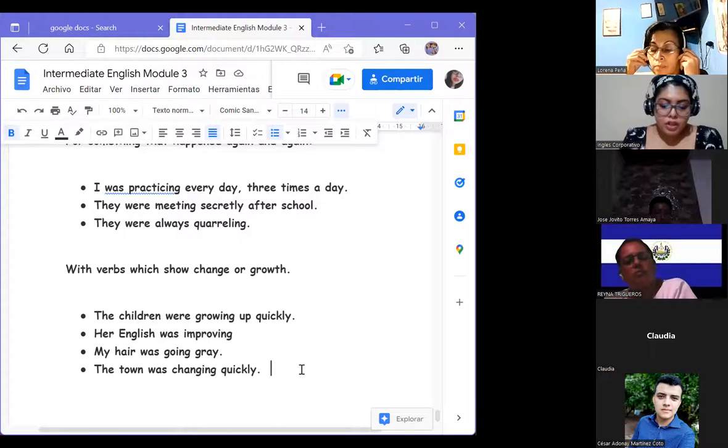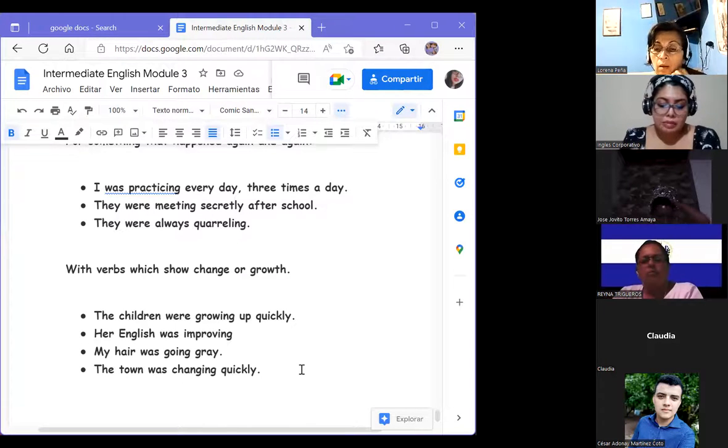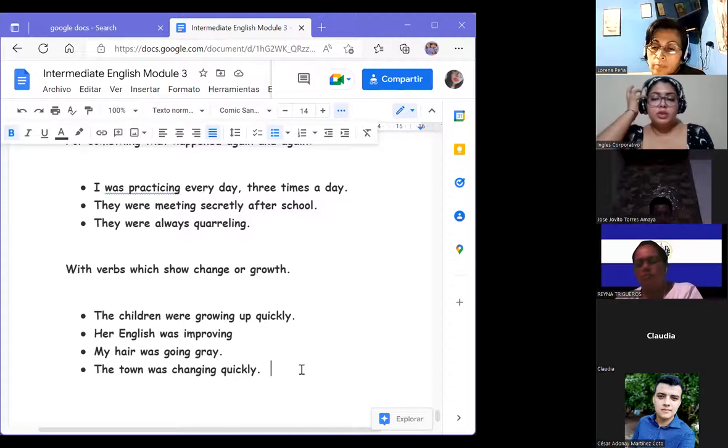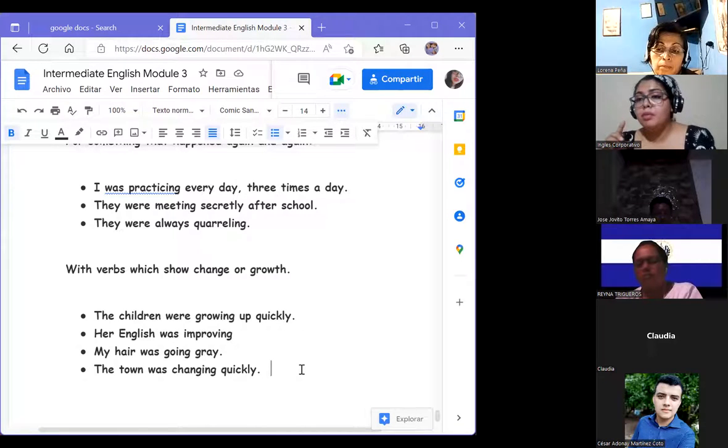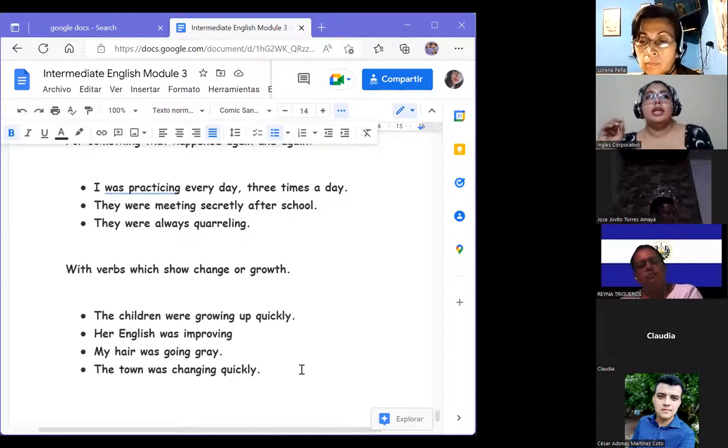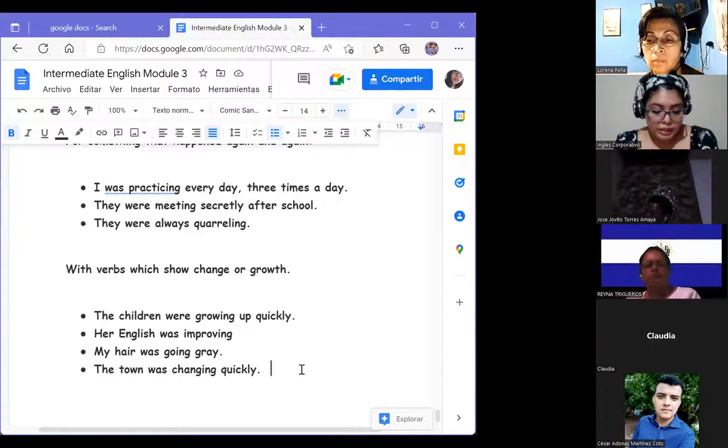And it says, we don't normally use the past continuous with stative verbs. We use the past simple. There are like a group of verbs in which we are not going to use this ing form. Hay un grupo de verbos que no vamos a utilizar con el ing, que son los stative verbs o los verbos estáticos, que representan sentimientos y cosas así que no pueden ser cambiados o no pueden ser utilizados con el continuous.